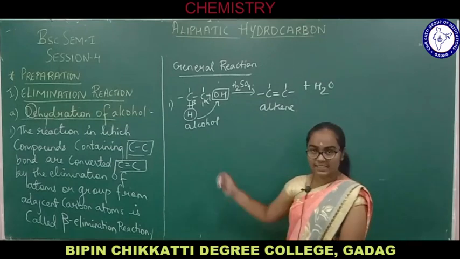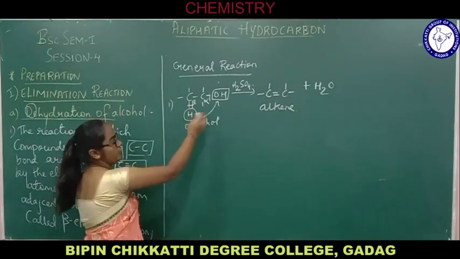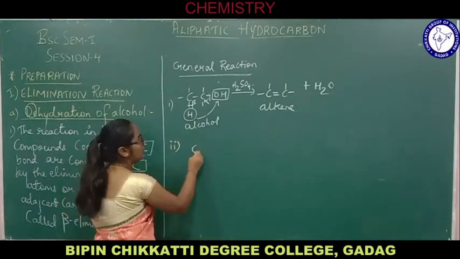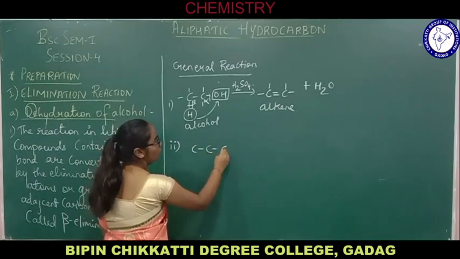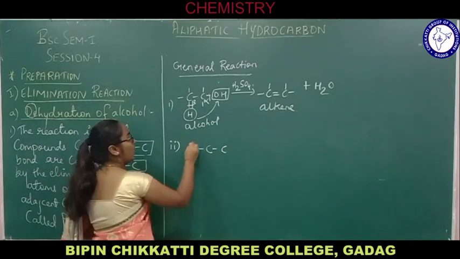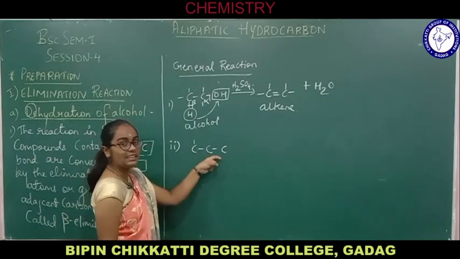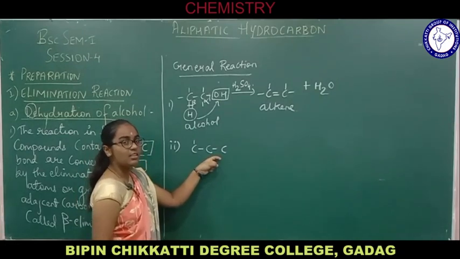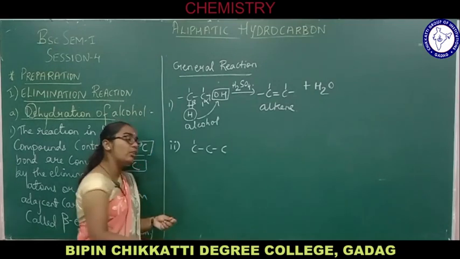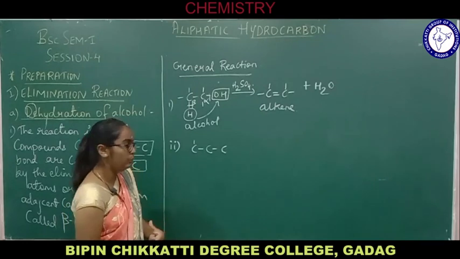Let's take an example, then you'll understand more precisely. This was the first general reaction. Let's take an example with 3 carbon atoms, 1, 2, 3, right? These are the 3 carbon atoms which I have written in a straight chain, and which alcohol are we going to take? The 3 carbon alcohol will be named propanol, right? Again it depends on the position of the alcoholic group, and the name will vary accordingly.